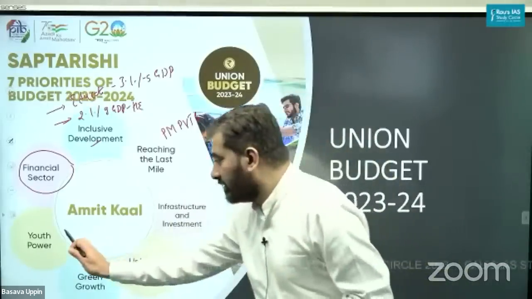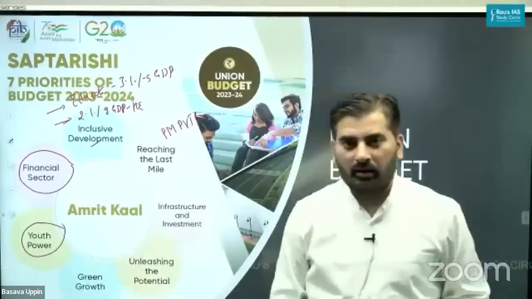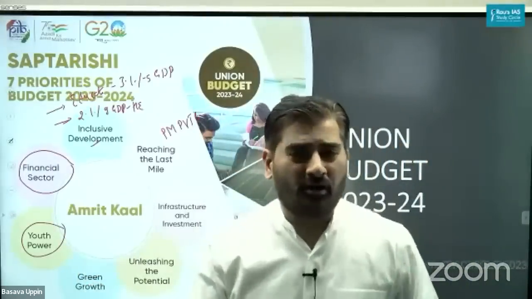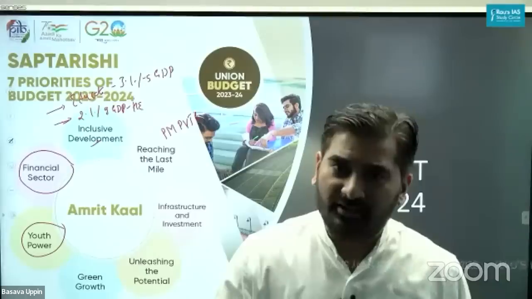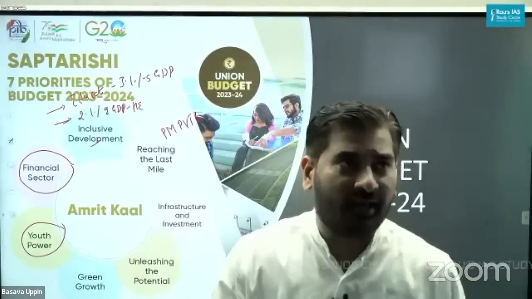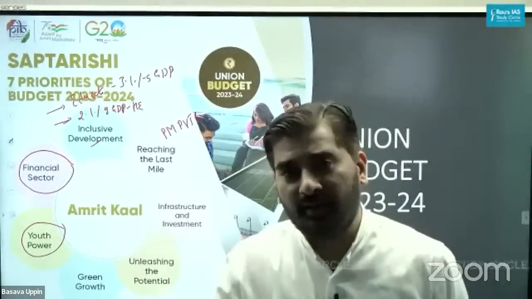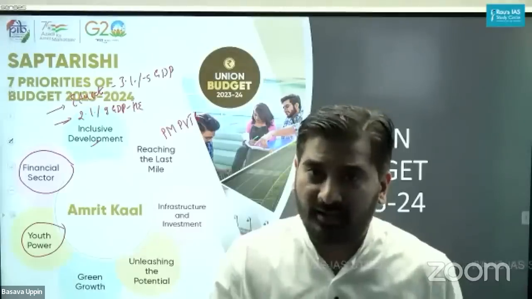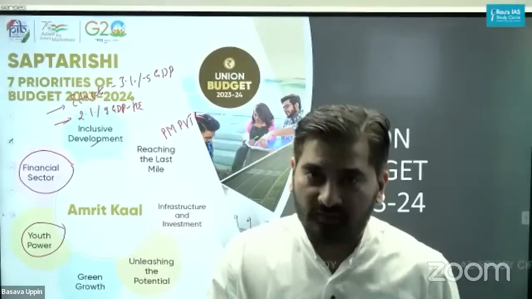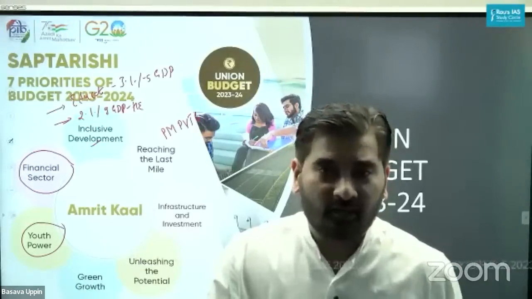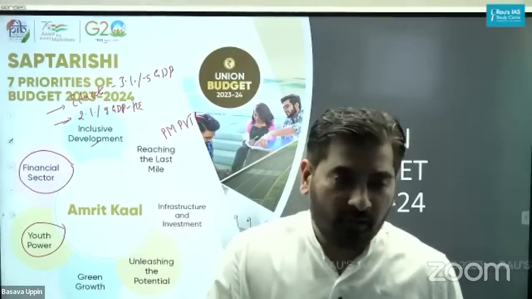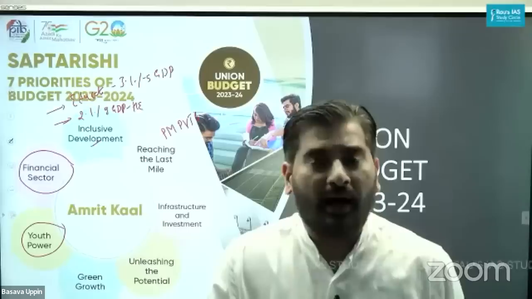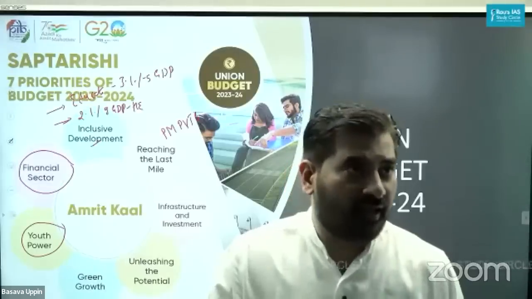Next is youth power. We all know that India is facing a demographic dividend, right? Where a major chunk of India's population is in the working age group. So in order to reap the demographic dividend, in order to harness the potential of youths in India, this year's budget has focused a lot on skilling the youths. For example, an initiative to promote apprenticeship among the youths in India.